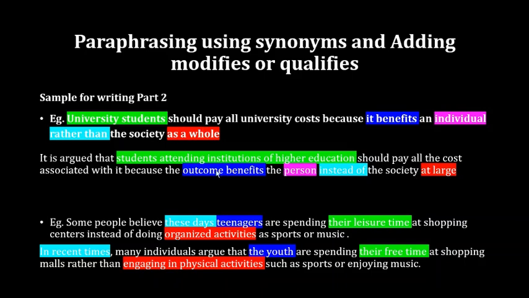So this is a nice way of paraphrasing using synonyms and modifiers. Okay, so you modify it and it just looks lively. And that's how, if you want to write a Writing Task 2, it should get you a 7 or above. This is how your paraphrase should look. Now let's look at the second sentence over here.